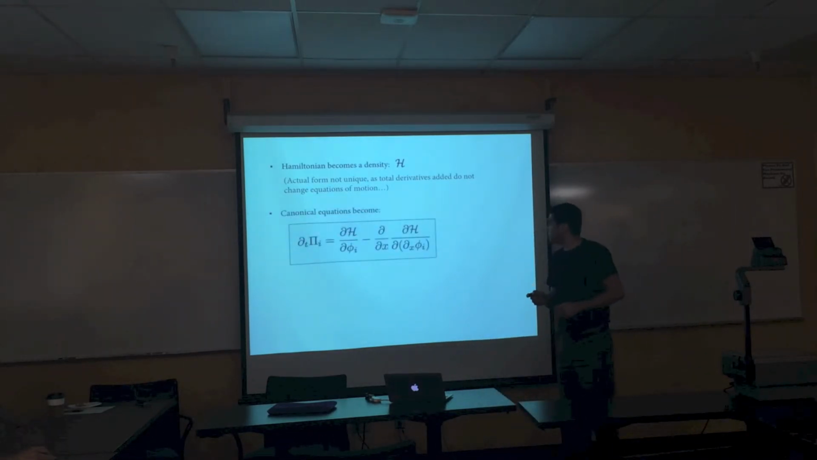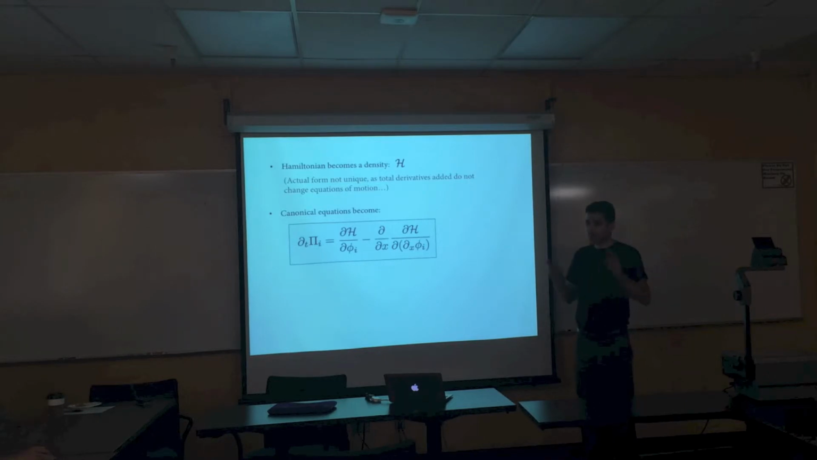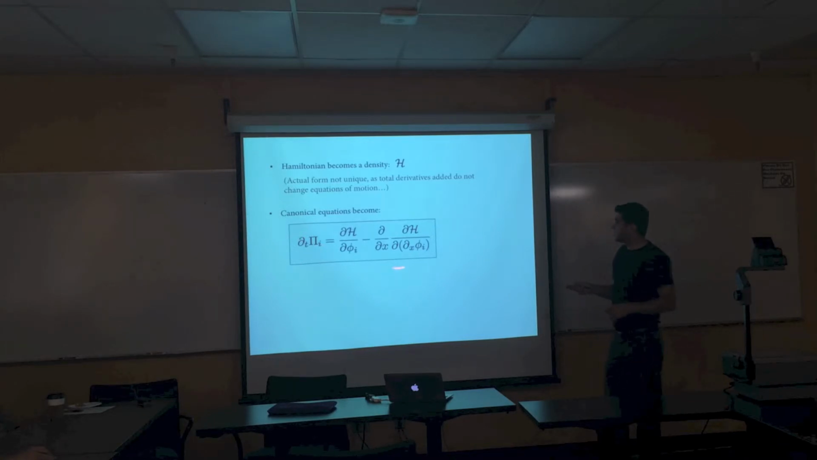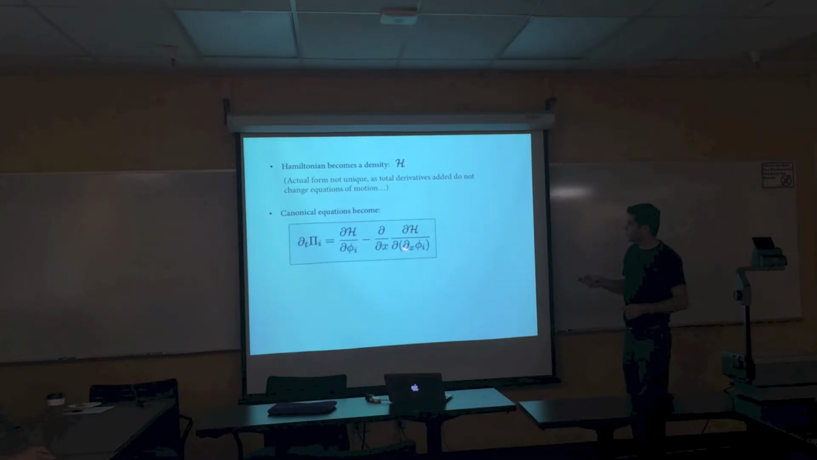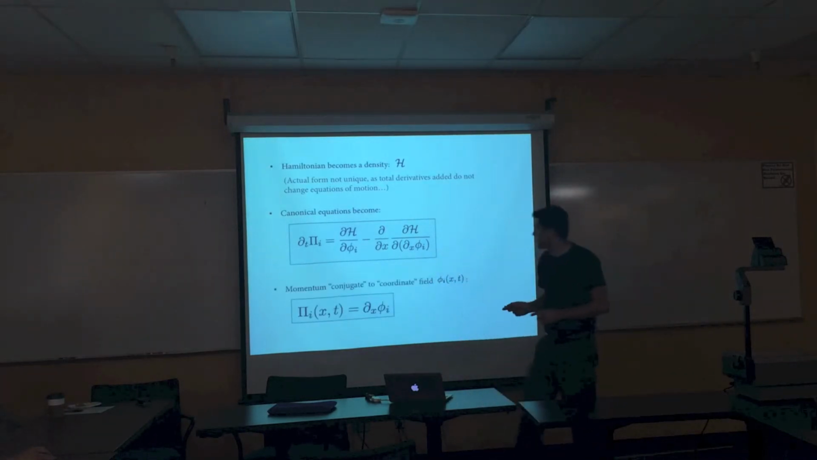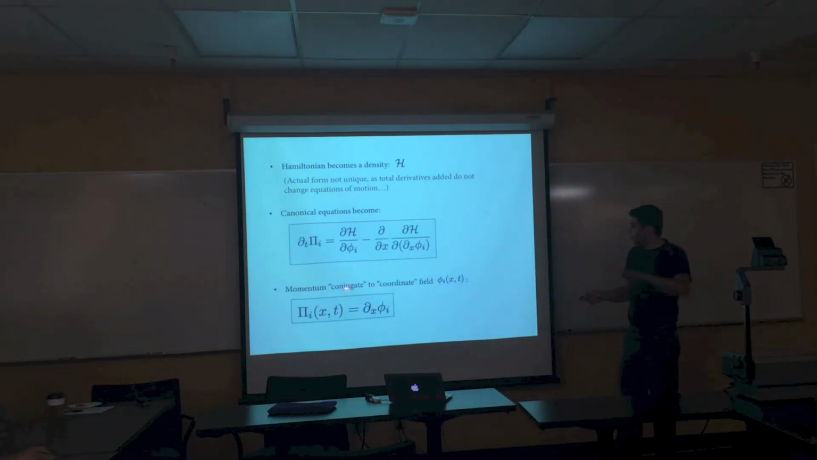So if you look up the canonical equations for the Hamiltonian density, they say that the time derivative of this generalized momentum is given by the partial derivative with respect to the coordinate, and then the space derivative, the gradient, with respect to the derivatives of the same coordinate, right? So we identify now the conjugate momentum to the field to be this pi, which is the gradient of phi.